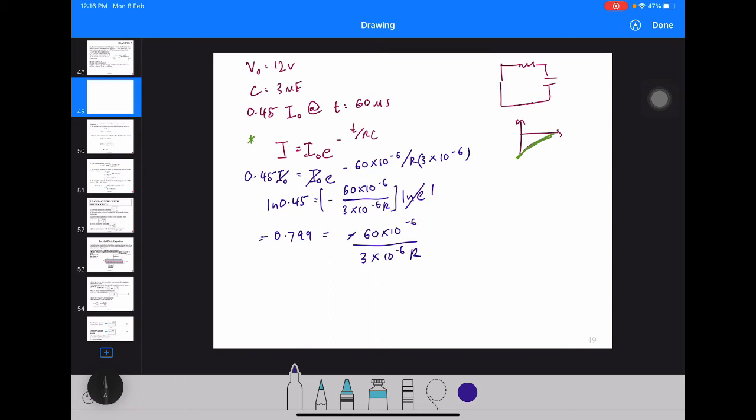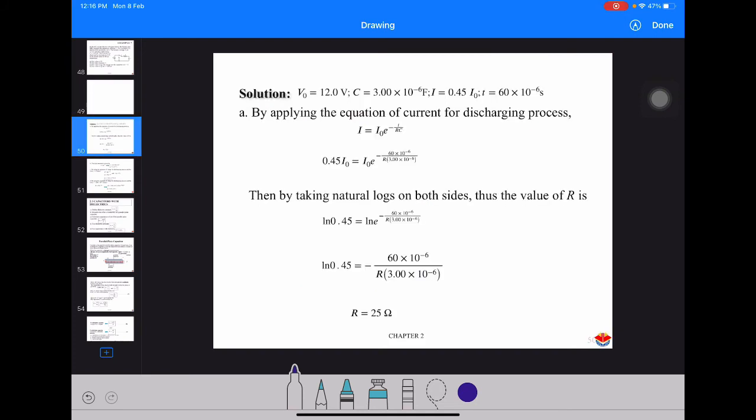Cancel out the negative. So you are left with 60 exponent negative 6 divided by 3 exponent negative 6 divided by 0.799. What I got here is 25.03. Okay, just check the answer. Yeah, I think that's about right. This one should be 25.03.